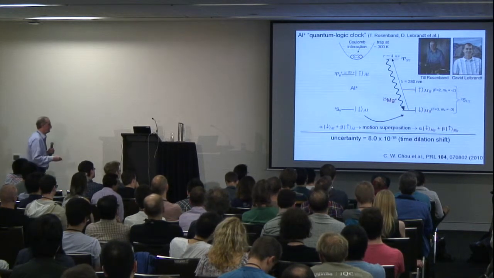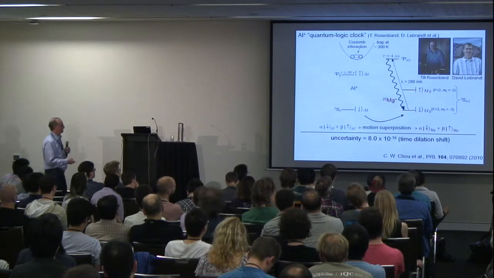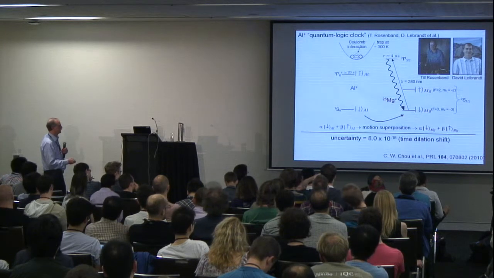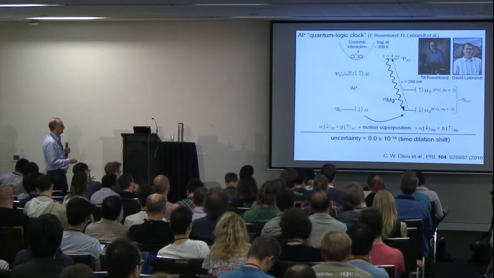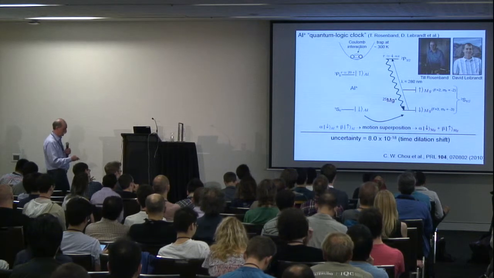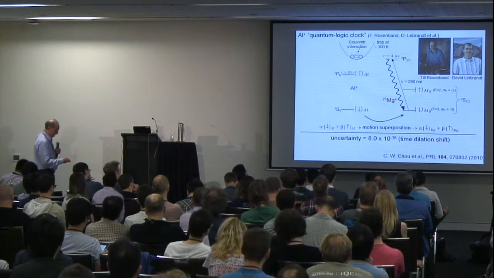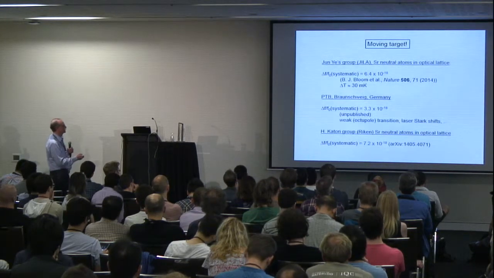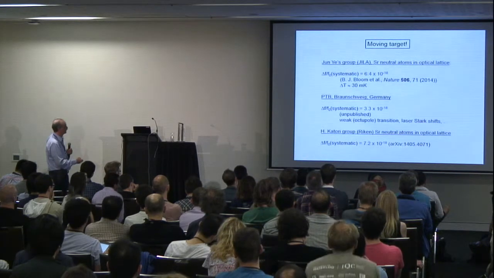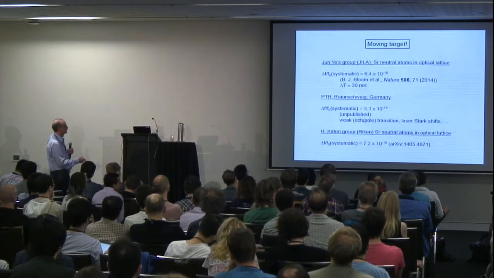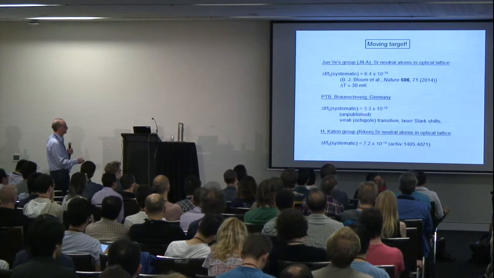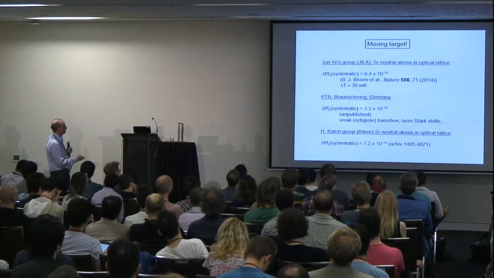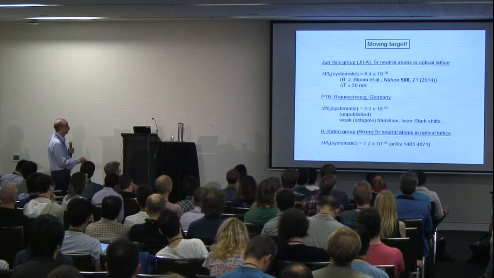So I won't go through all the details. Anyway, in these experiments, starting a few years ago now, we were able to get down to about 8 parts in 10 to the 18, limited by the residual motion. But we've got our work cut out for us. We held the record for a while, but in this last year there have been some different experiments, two on neutral atoms and another an ion experiment using different transitions, and now the errors they report are lower than what we've been able to get.